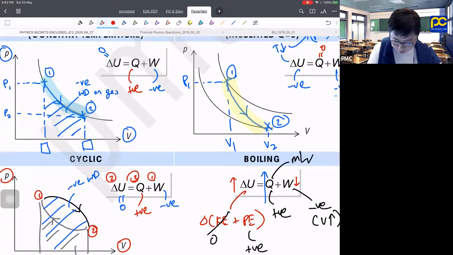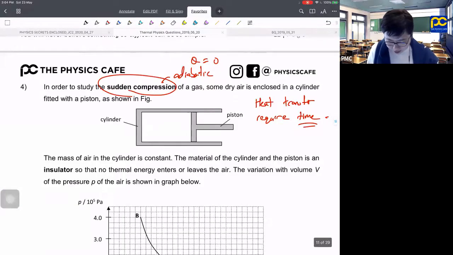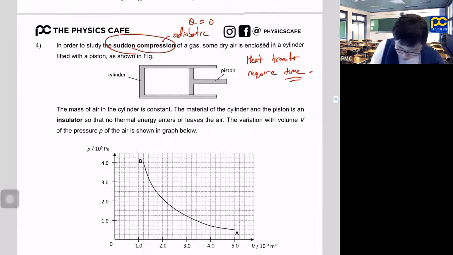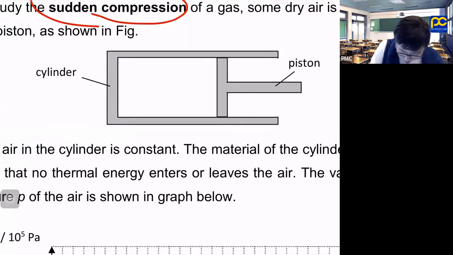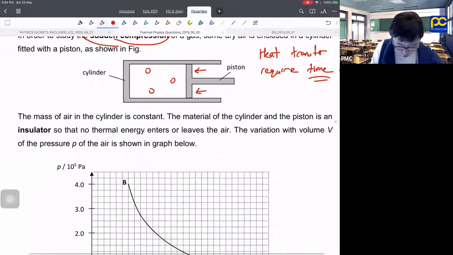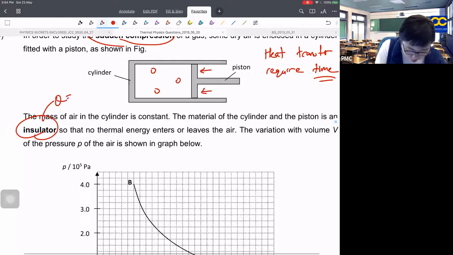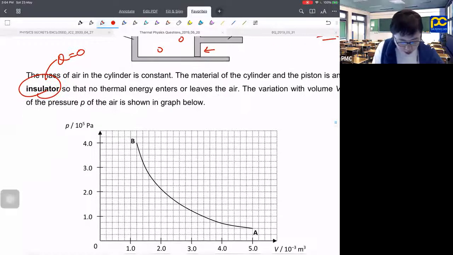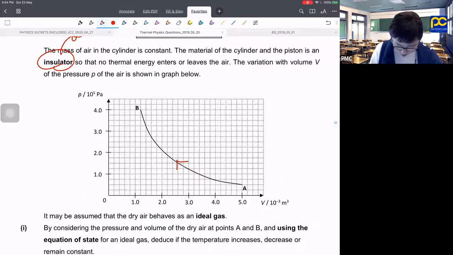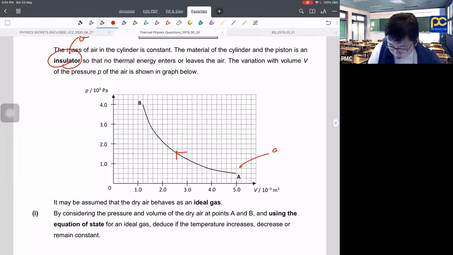Okay. Very good. Now, they say it's a compression, and that means they're going to push the piston in. The question also tells me it is insulated, which double confirms that Q is 0. By right, they don't have to tell us it's insulated. Basically quick means there's no Q. So obviously the graph is going towards the left, and as you all mentioned, it's an adiabatic process, which is Q is 0.